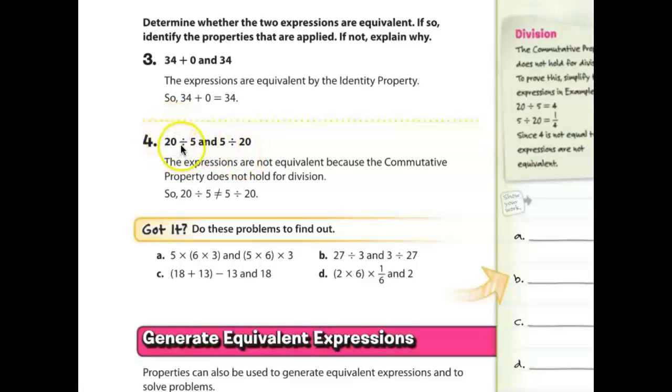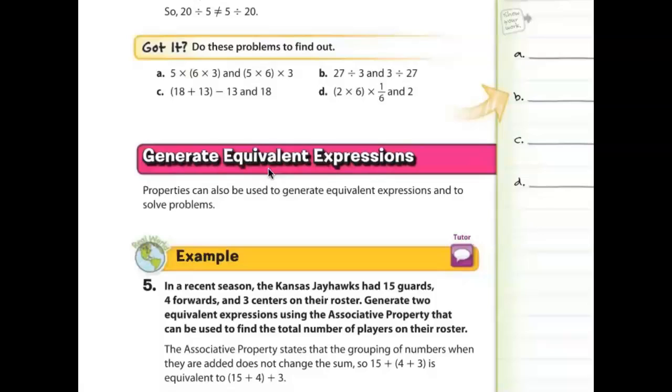If you have 20 pieces of candy divided by 5 people, that is not the same thing as 5 pieces of candy getting shared by 20 people. So those two things are not equivalent. This would be 4 and this would be 1/4. And so those two things are not the same. Okay, so let's do some practicing.